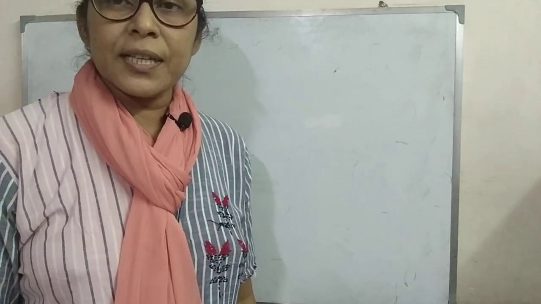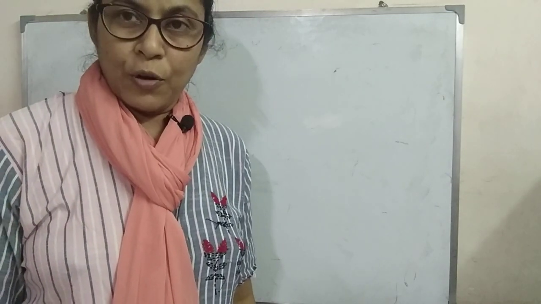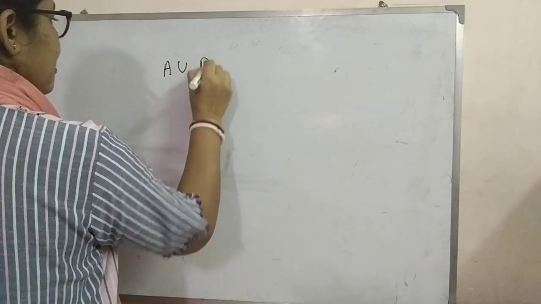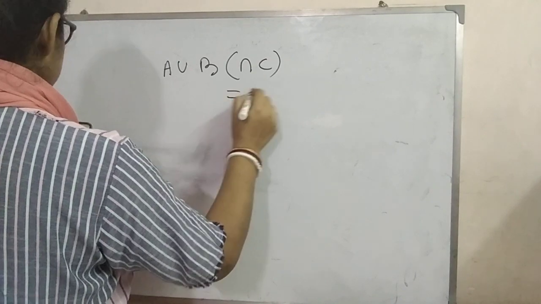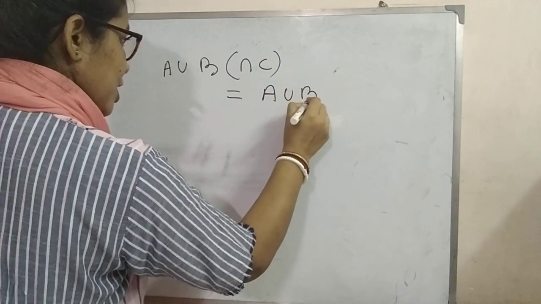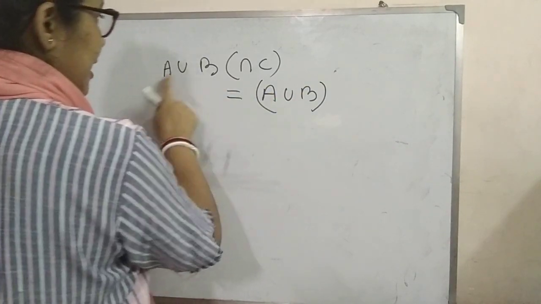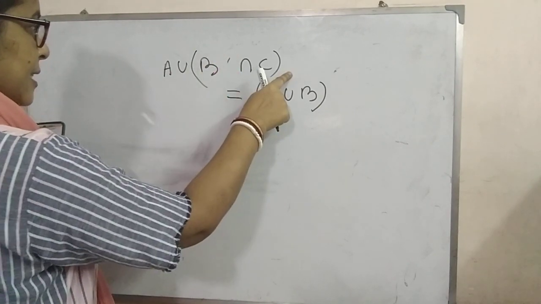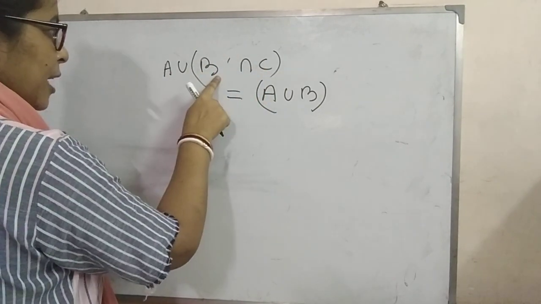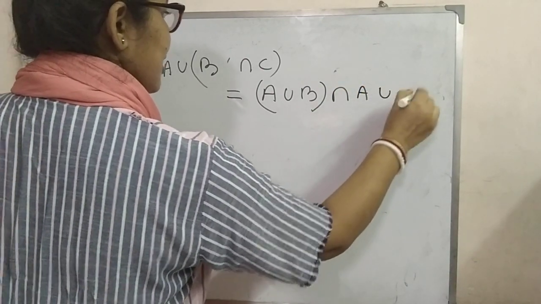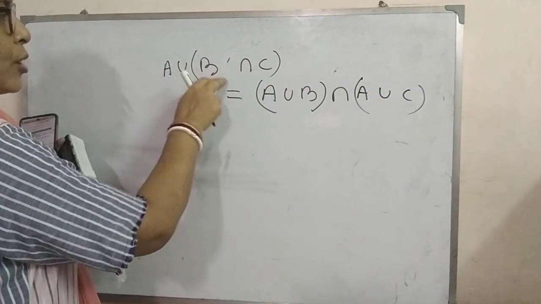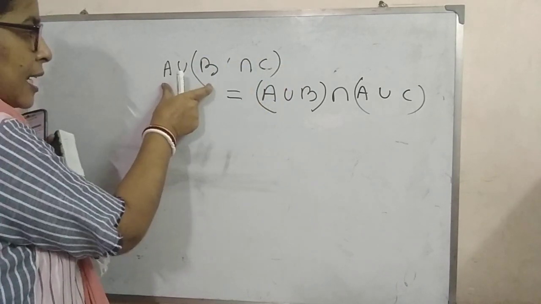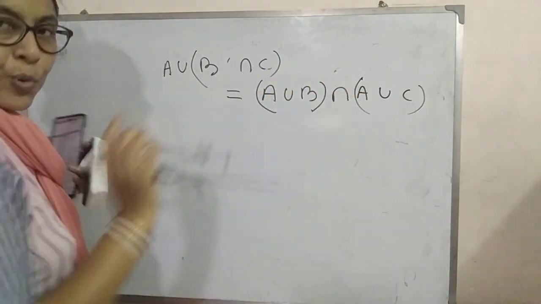Now I am going to discuss the proof of the distributive law. That means A union (B intersection C) is equal to (A union B) intersection (A union C). A union is distributed over both B and C. That means (A union B) intersection (A union C).